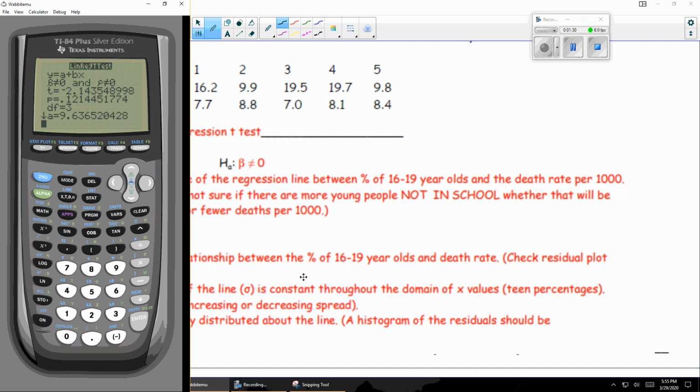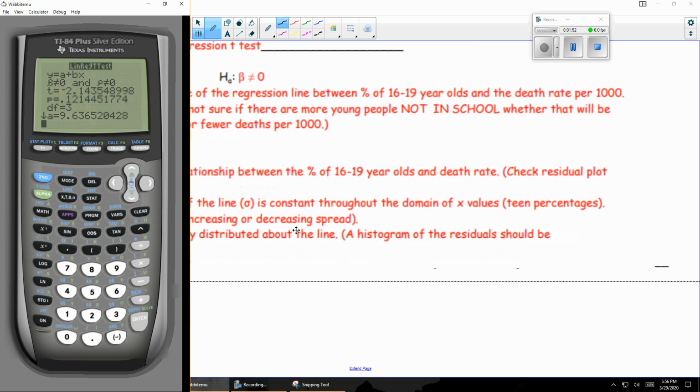I've already typed the numbers into my calculator in L1 and L2. So now I'm going to perform a stat test linreg t-test where my data is in L1 and L2. I'm doing a two-sided not equal to test, and it will store the regression equation in Y1 for me.